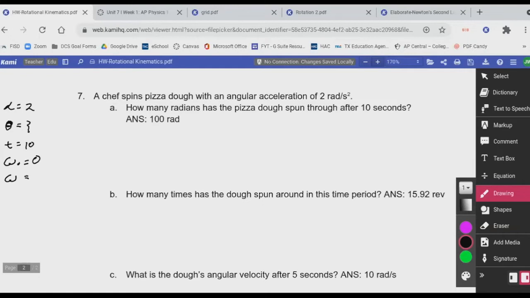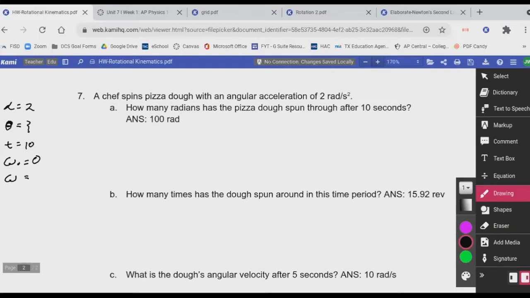Now, final velocity, we might get to that in a minute, but from what we have right now, we don't need final velocity because we can assume the initial velocity was 0. Now we have 3 variables that we know, 1 that we're solving for. This allows us to go into our kinematic equations and do some work.